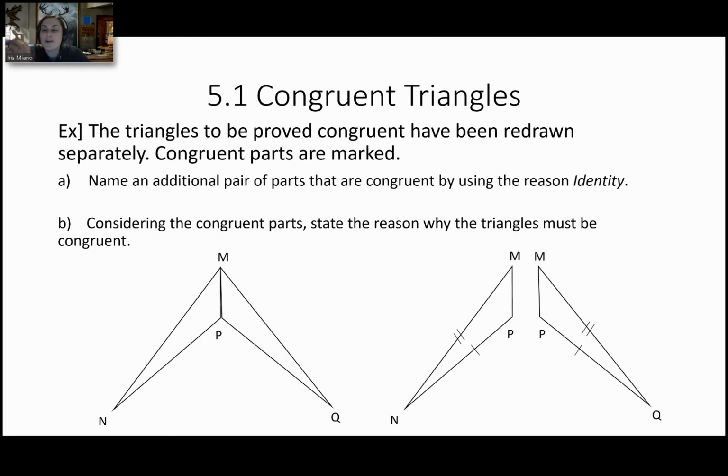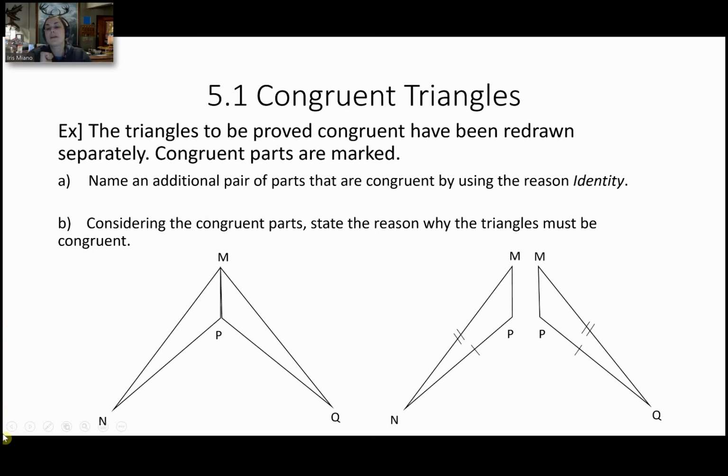So for part A, it says, oh yeah, and in the separated figure, before I even start to say anything about part A, the congruent parts are marked. That's what these tick marks are indicating. So that means that NP and QP are a pair of congruent edges, their corresponding parts, and then NM and QM are a distinct pair of congruent edges.